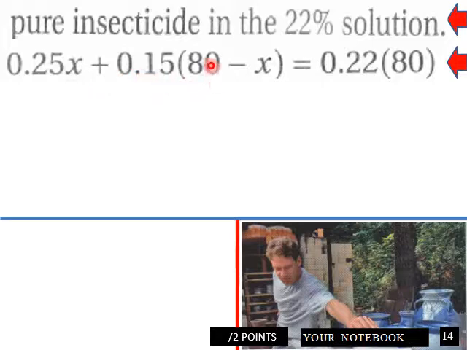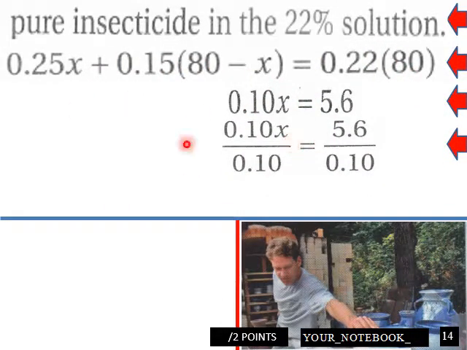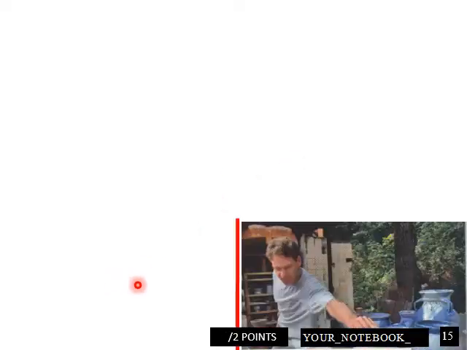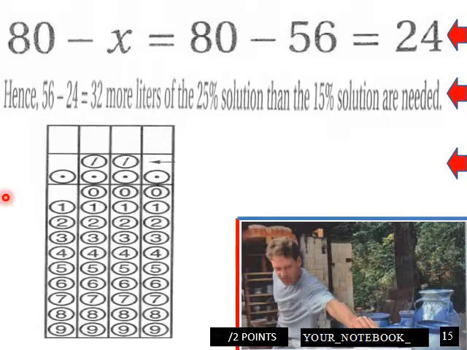0.25x plus 0.15 times 80 minus x equals 0.22 times 80. Then we do our algebra here. 0.10x equals 5.6. Then we solve for x, and we come up with x equals 56. Hence, 56 minus 24 equals 32 more liters of the 25% solution are needed, so grid in 32. We plug that back in: 56 minus 24. So that'd be 32.